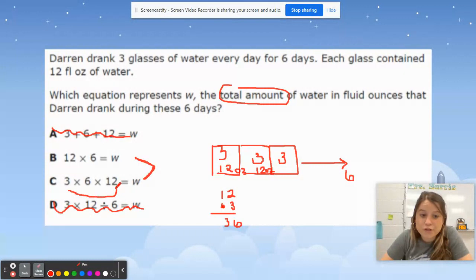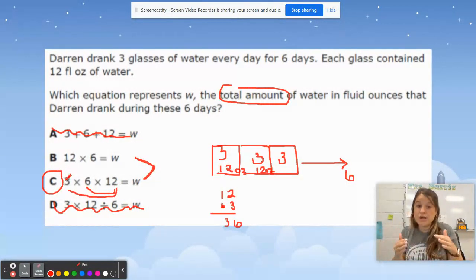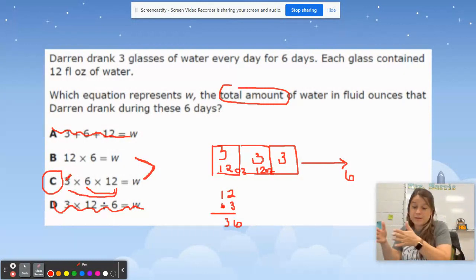I did this part first, 3 times 12, but eventually I would have done 36 times 6. So I would have also had to multiply by 6. So that's why it's going to get me to C. Okay, that's what I would have done. Maybe I did a different order. I actually did 12 times 3 times 6.